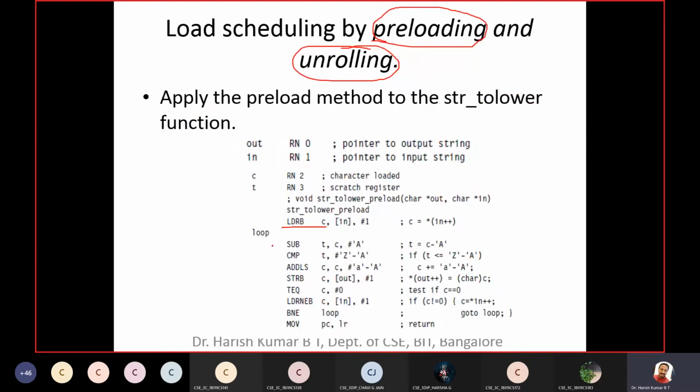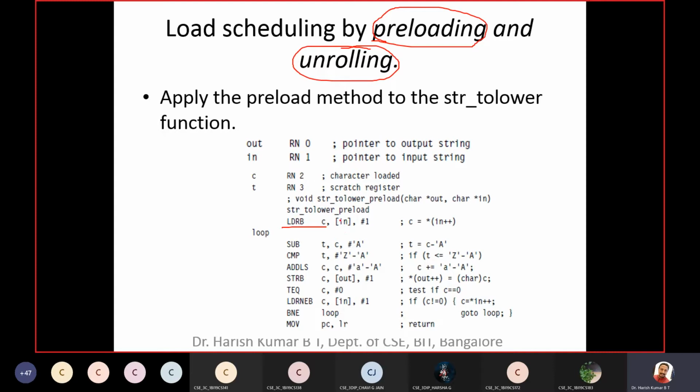Now in the second example, I'm just enhancing, optimizing my program, and I've written this LDRB outside the loop. Okay, LDRB is just outside the loop. That means I'm preloading the data, even before the loop starts.